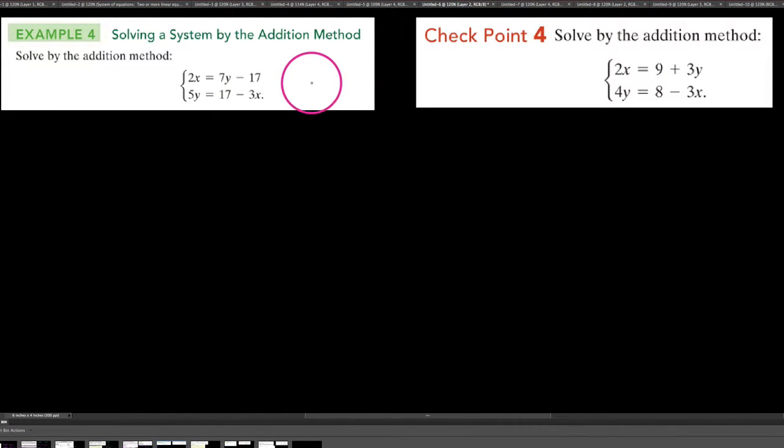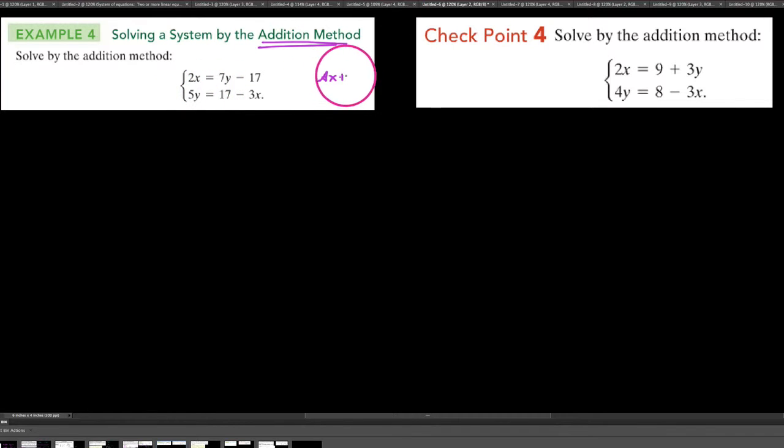Okay, YouTube, in this video we're going to look at another example of solving a system of linear equations algebraically by the addition method. Just a couple of examples here where they're a little bit jumbled around, and you'll see this from time to time. They say, okay, here's your system of equations, go solve it. It's a little bit difficult when it's not written in standard form.